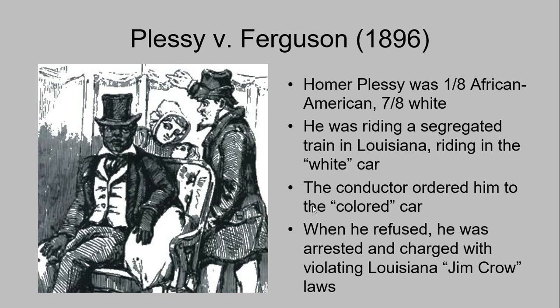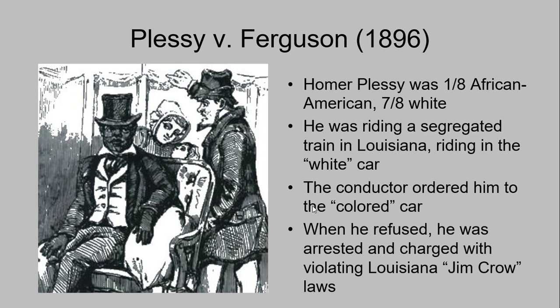Plessy versus Ferguson. Homer Plessy was actually only 1/8 black. He had one black grandparent. He was 7/8 white. But he looked kind of dark, and so he was ordered to sit in the black car. Because back then there was a rule called the one drop rule. If you had one drop of black blood, then you were considered black. And so you had the rights that blacks had, which was not as many as the rights that whites had. But anyway, Homer Plessy was ordered to sit in the colored car because of the segregation rules.